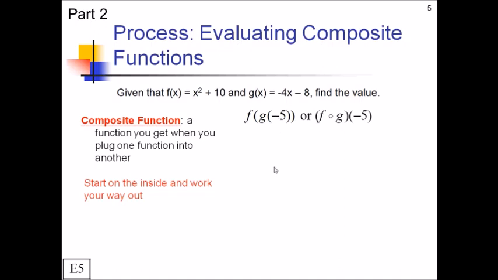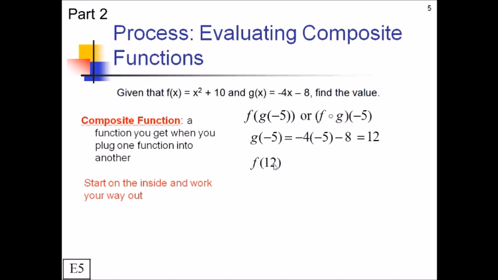So we have to do g of negative 5 first. That's going to be negative 4 times negative 5 minus 8. And evaluating that, that's going to be 20 minus 8, or 12. This number now, this is g of negative 5 right here. So when you say f of g of negative 5, you're really saying f of 12.